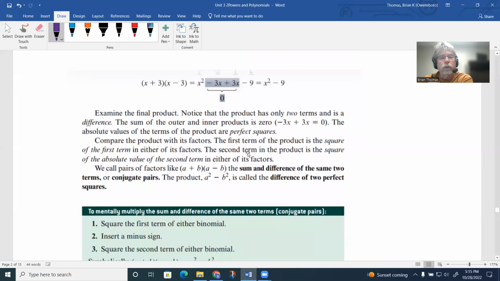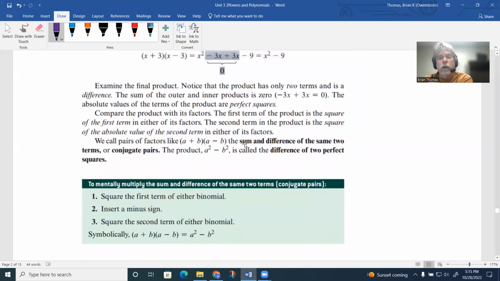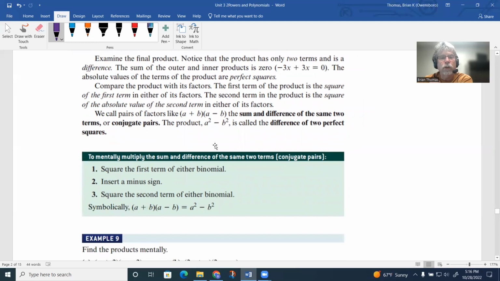So a lot of times when we see this a plus b times a minus b, we call this a sum and difference of the same two terms, or conjugate pairs. A lot of times their product is called the difference of two perfect squares; when I see this, I usually call it the difference of squares. But notice how we have this a plus b and this a minus b. And we use that word conjugate, if we recall, with working with imaginary numbers. So they have that a plus b, a minus b concept. If we have the same factors, but one's a plus and one's a minus, this actually becomes really easy to do. We can actually describe it as a formula, a squared minus b squared.